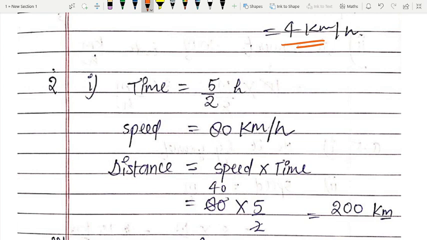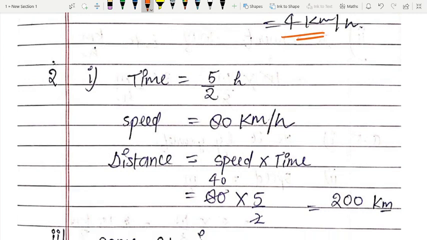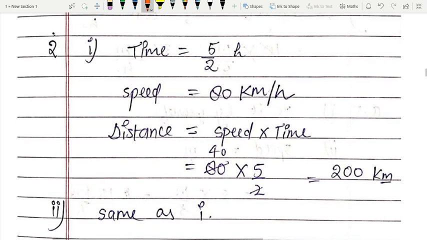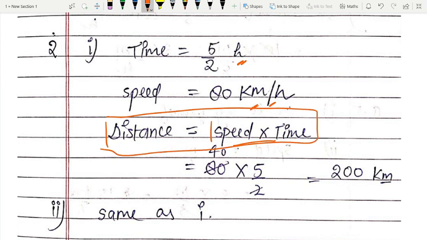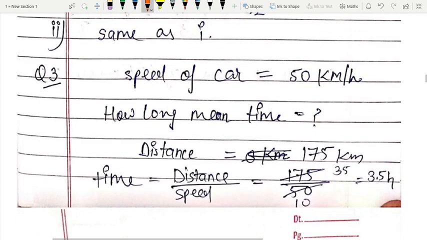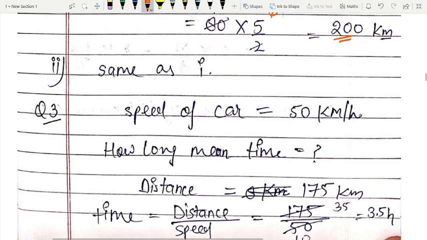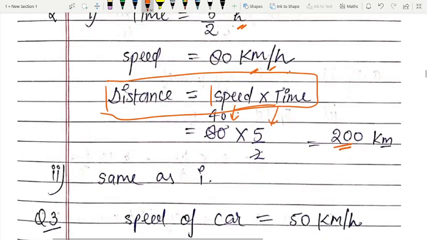So let's see question number 2, first part. Time is given here as 5/2, and speed is given as 80 kilometers per hour. Distance will be speed into time. We know the formula. Apply the formula and simply find the answer. Distance we need to find out. Put the speed 80, time 5/2, and we get 200 kilometers. The second part you will do the same as the first part of question number 2.